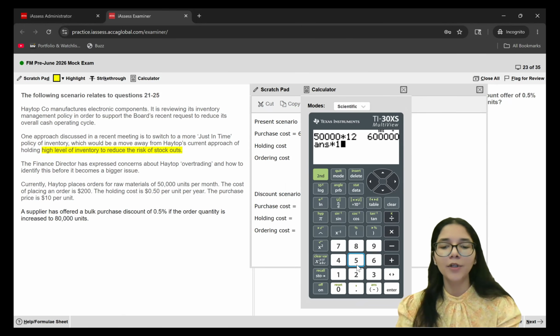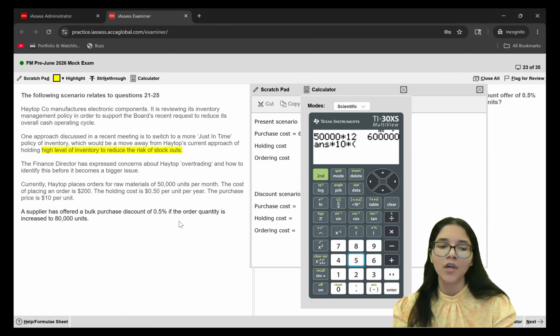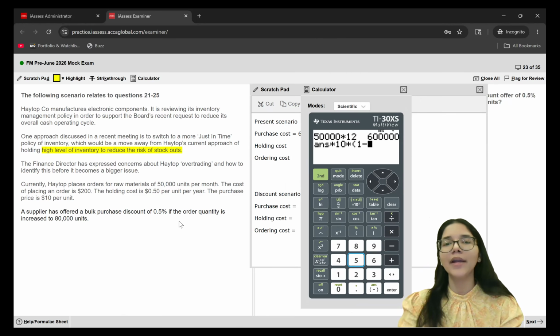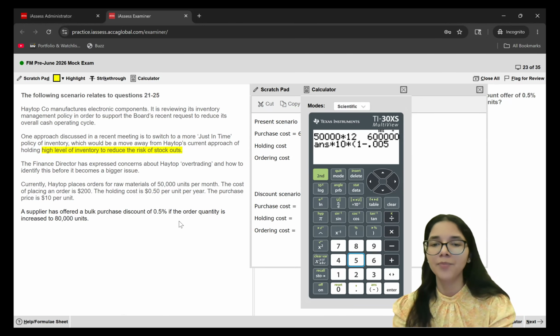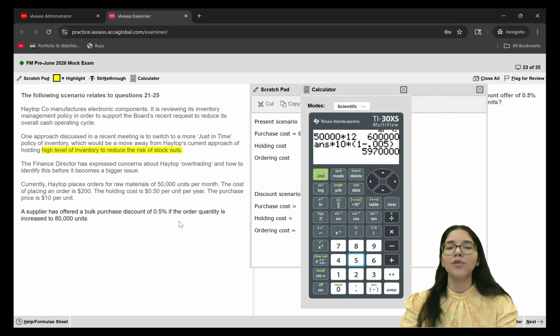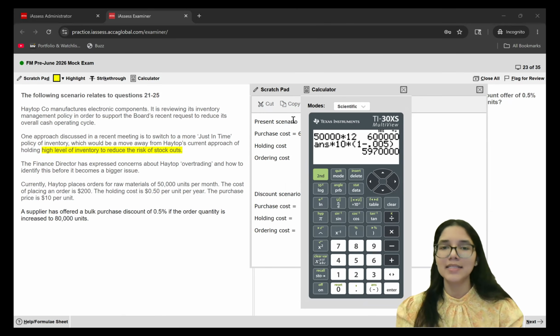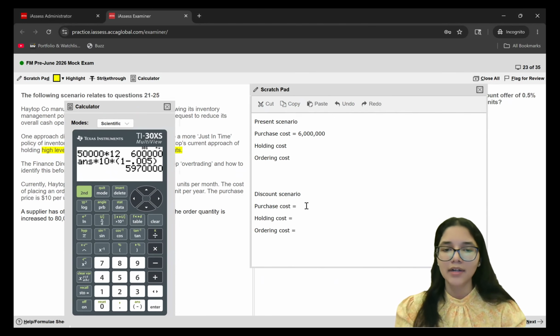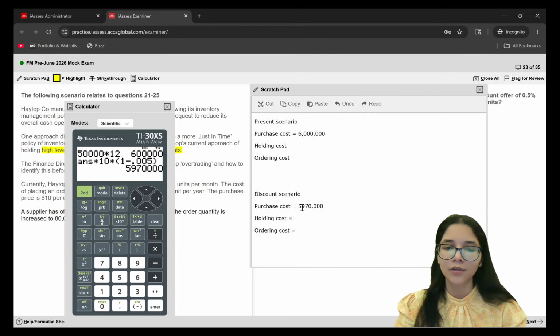Now here I am going to pay a price of $10, but I will also get certain discount. So 1 minus, I'm going to get a discount of 0.5%. So I will write 0.005. Then I get to know that my new cost over here is going to be $5.97 million. So I'll write my purchase cost, it's 5,970,000. So this is what my cost looks like.